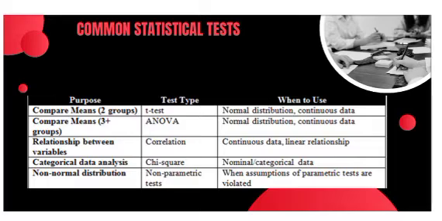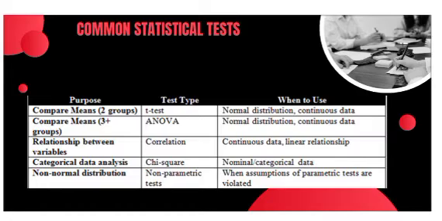There are some common statistical tests based on the purpose, the test type, and of course the assumptions. When you're comparing two means, that's two groups, you use t-test, provided that the data is normally distributed and the source of data is continuous. When you're comparing three plus, it's analysis of variance. Of course, in some cases, if you have two, you can also use analysis of variance for normal distribution and continuous data. If you're looking for a relationship between variables, you use correlation, provided the source of data is continuous, and then you're looking for linear relationship.